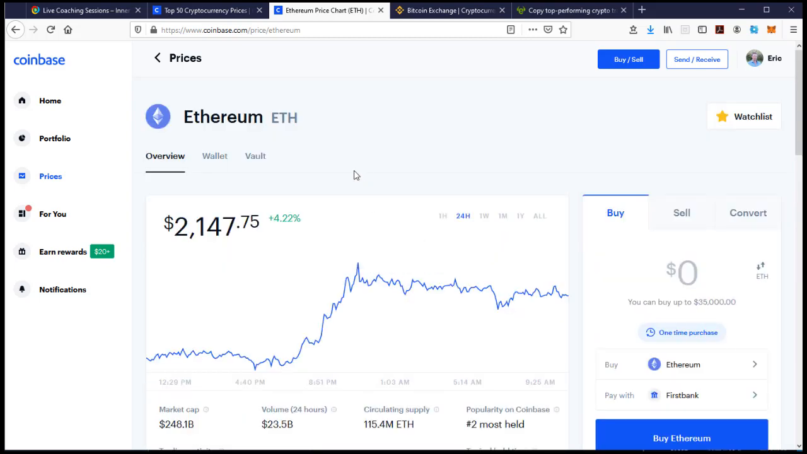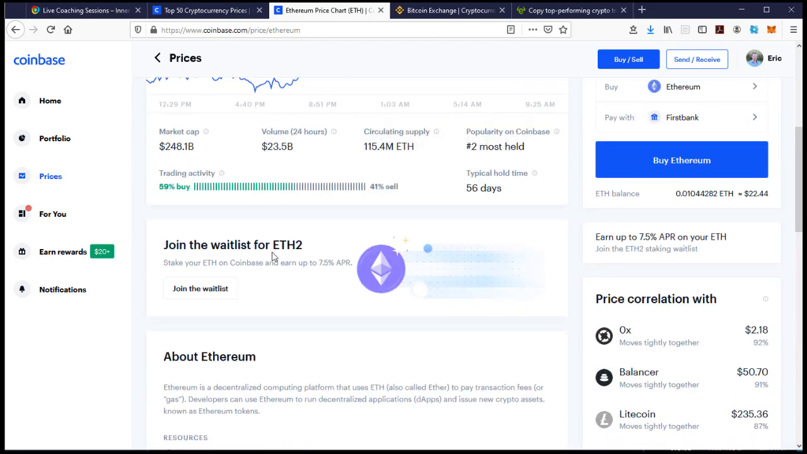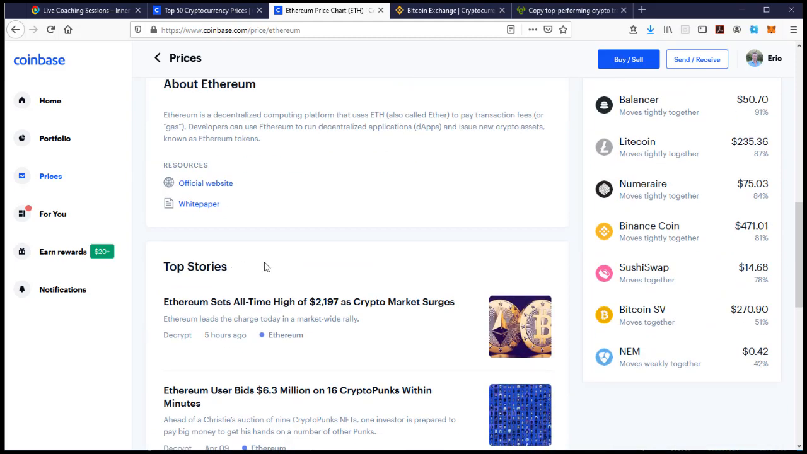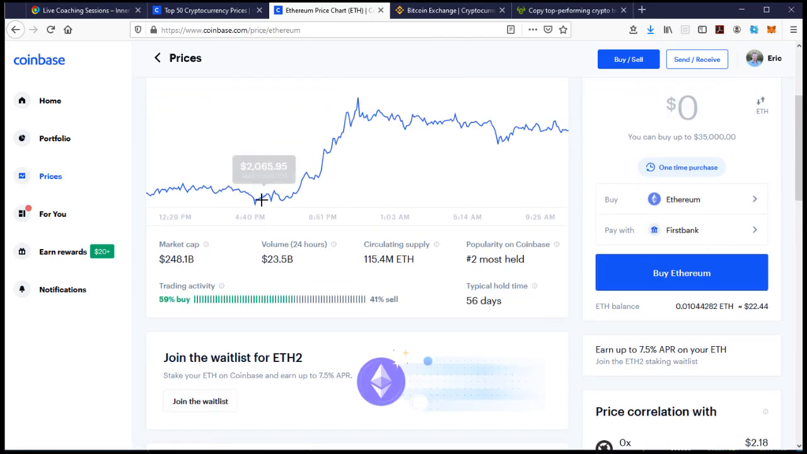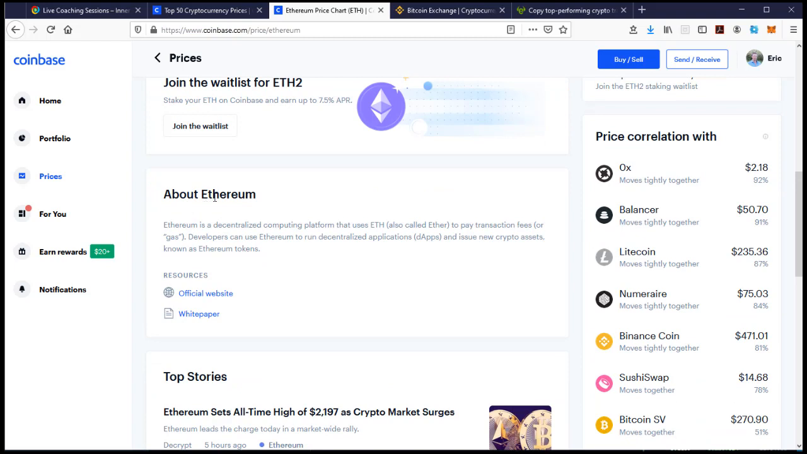Now, one nice thing about Coinbase is that they also have an at-a-glance view of what each cryptocurrency is and what it does. So if I go down here and say, what about Ethereum? Ethereum is a decentralized computing platform that uses ETH, also called Ether, to pay transaction fees, also known as gas. Developers can use Ethereum to run decentralized applications and issue new crypto assets known as Ethereum tokens. So this right here speaks of usefulness. This is something that can be used for many different things.